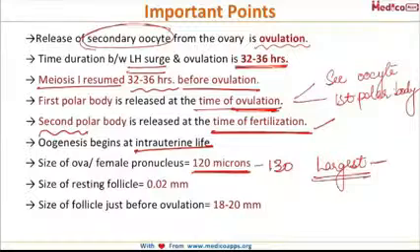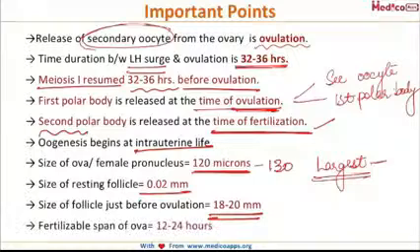Now what is the size of the resting follicle? It is somewhere around 0.02 mm. At what size does the follicle ovulate? It is 18 to 20 mm. And one more very important question: what is the fertilizable span of the ova? For how long can an ovum, when released, be fertilized? The answer is 12 to 24 hours. In contrast, the time period for which a sperm can fertilize the ova is 48 to 72 hours.